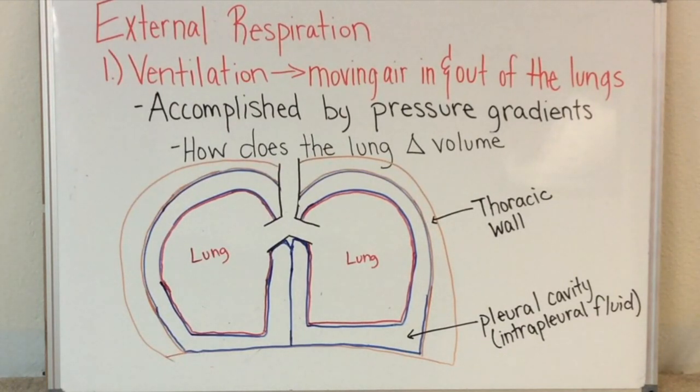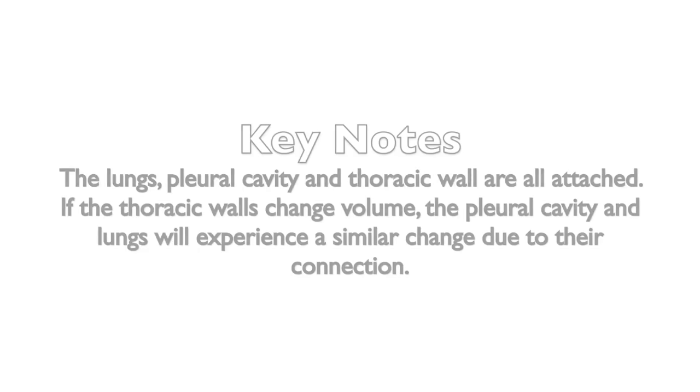Our thoracic wall is connected to skeletal muscle. If we are able to increase our thoracic wall, we would exert a force on the pleural cavity, which exerts a force on the lungs, resulting in an increase in volume.